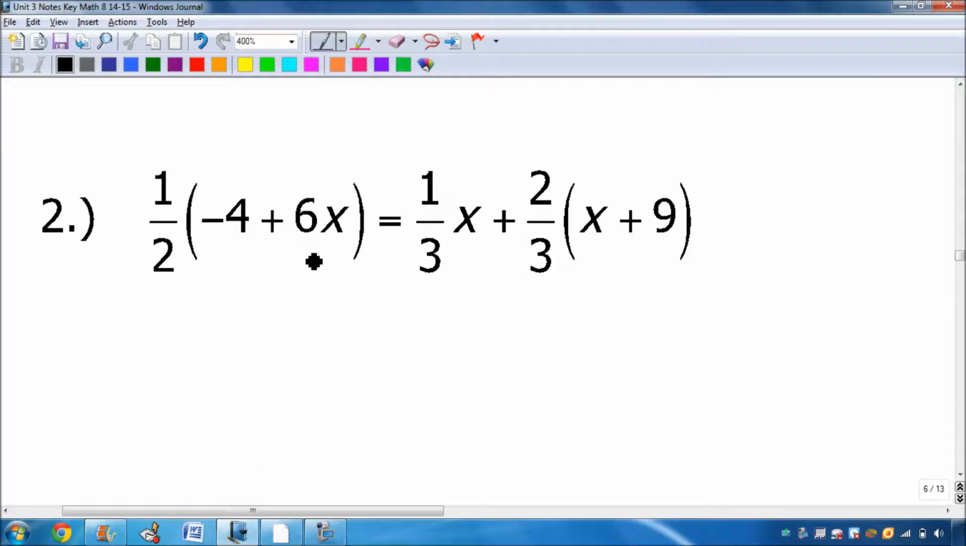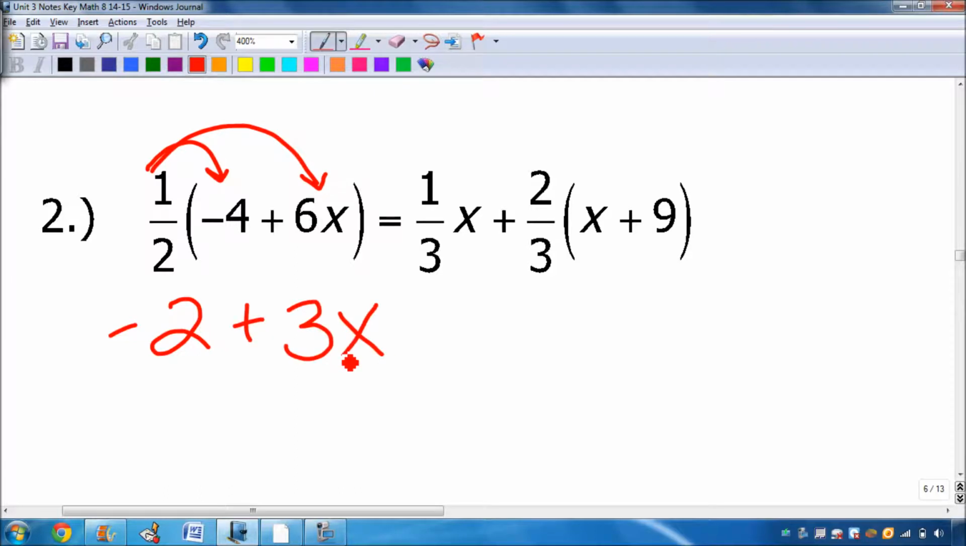We have 1/2 on the outside. Again, think about this logically. What's 1/2 of negative 4? It will be negative 2, right? Take 4 and cut it in half, you get 2. Take negative 4 and cut it in half, you get negative 2. And then 1/2 of 6 is 3, so 1/2 of 6x is 3x, all right? Then I'm going to copy the rest of the problem down. That doesn't require me to distribute, okay?